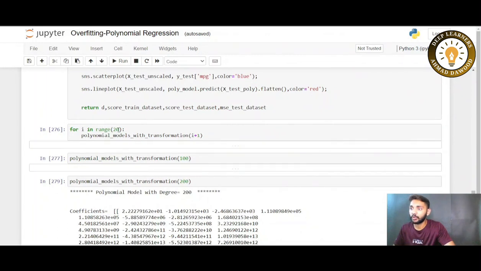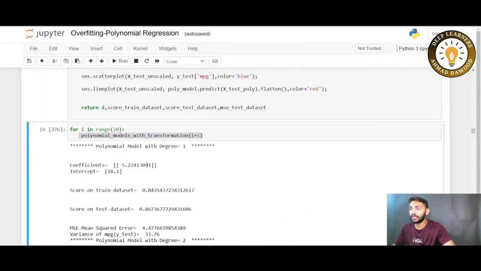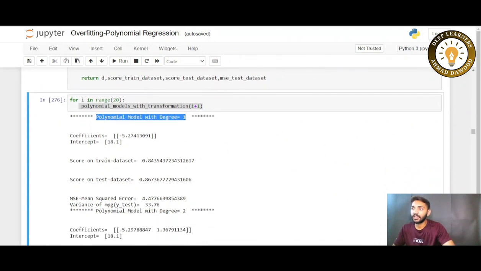I have run a loop here, and here I am calling my function 20 times, and here I will see the degree, the results of my polynomial models. The polynomial model with degree 1, which will of course be linear, is giving 0.84 on training, and the score on test is 0.86.